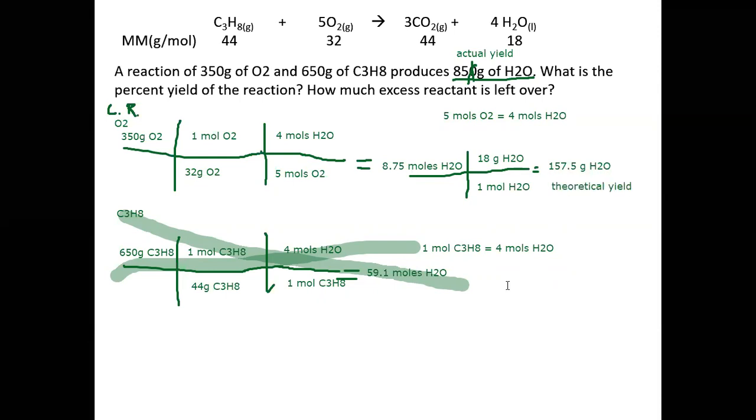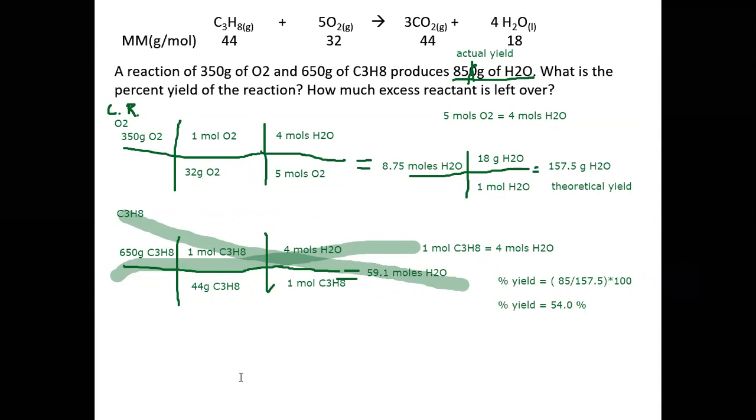Now the percent yield is the actual over the theoretical times 100. So 85 divided by 157.5 times 100. And make sure you times it by 100. Sometimes students will just put the decimal, and that's not percent yield because it hasn't been multiplied by 100. So we get 54%. Usually with percent yields, writing it to the tens place will suffice. So that's the percent yield.